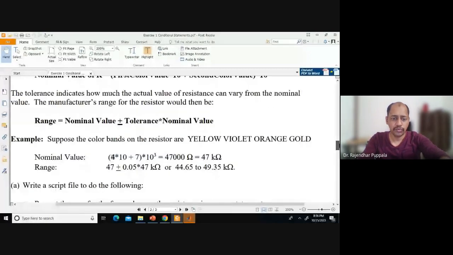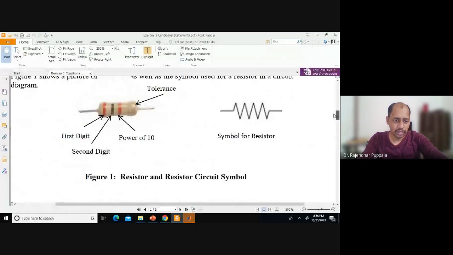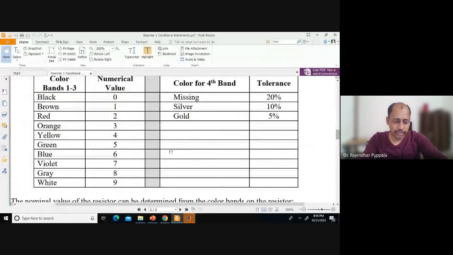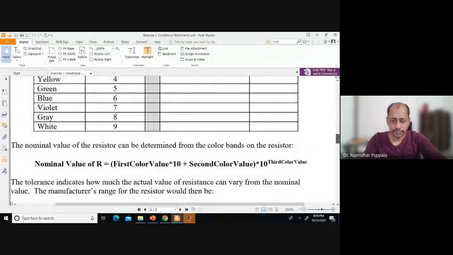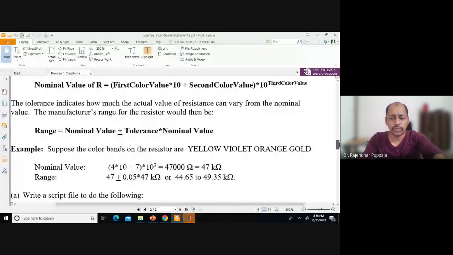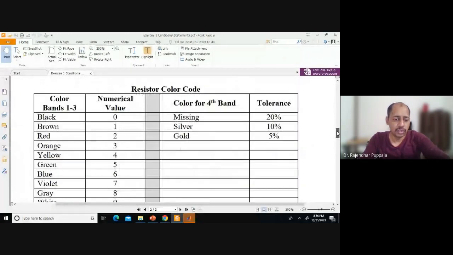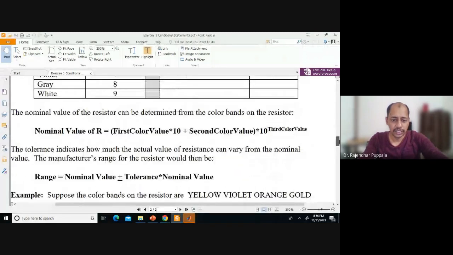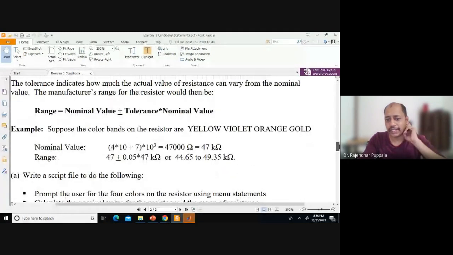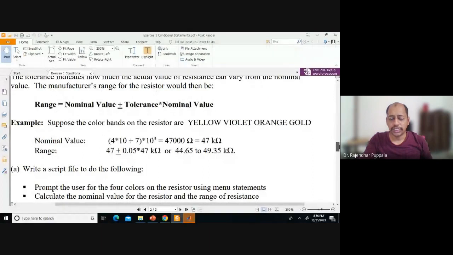Number is 4 here. 4 into 10 plus the second value is violet. Violet, we are having 7 here. So plus 7, into 10 to the power of the third value, orange. Orange is 3. So 10 to the power of 3. We are getting the value 47 kilo ohm.